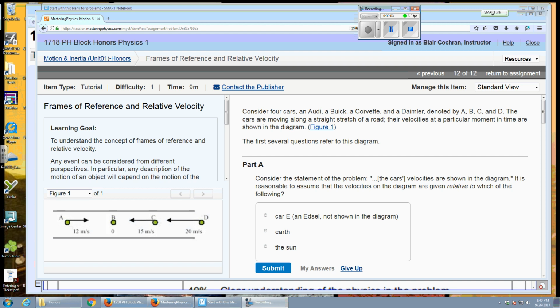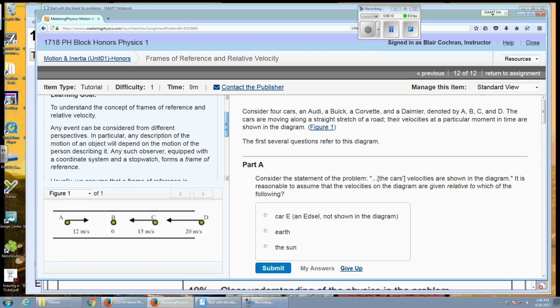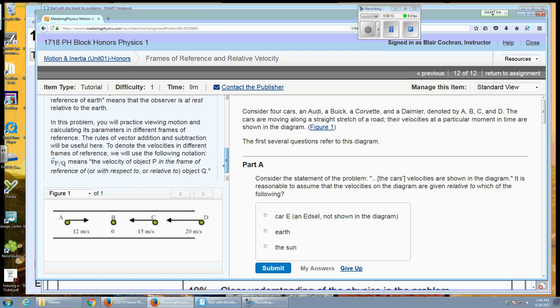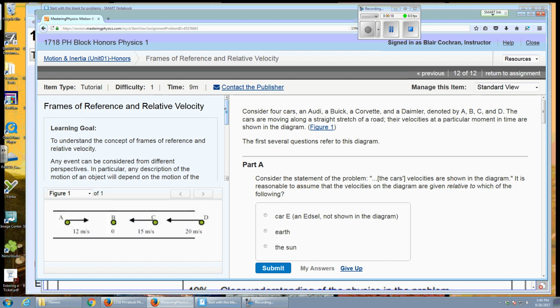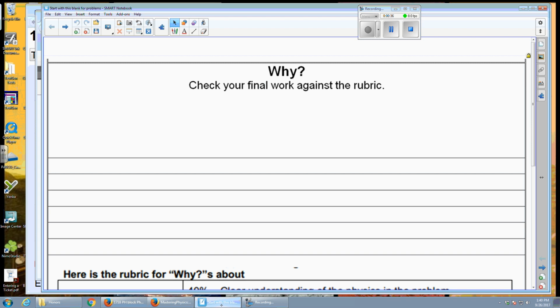All right, so we're starting with number 12. It's kind of nice in this one. They give you lots of background information. So even if you had missed everything on frame of reference and relative velocity, you had a half-page of notes there to help you. That's kind of nice of them. But we have these 4 cars, actually 5 cars, and they're all moving, and we keep switching frames of reference. So we'll start off with number 12.